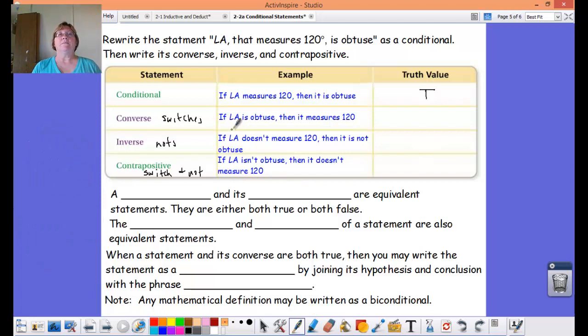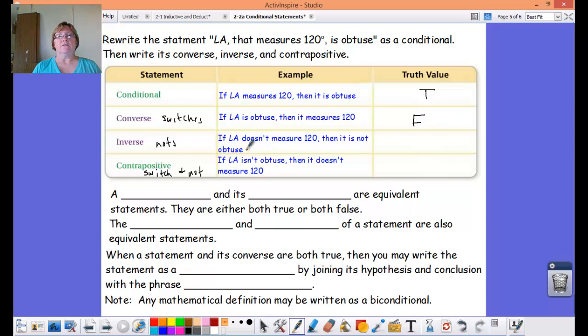All right, we're back. My converse, inverse, and contrapositive are here. I hope that your statements look very similar. The language doesn't have to be exactly the same. However, the meaning has to be. If angle A is obtuse, then it measures 120. Hey folks, are there angles that are obtuse who don't measure 120? Even 121, right? This is false.